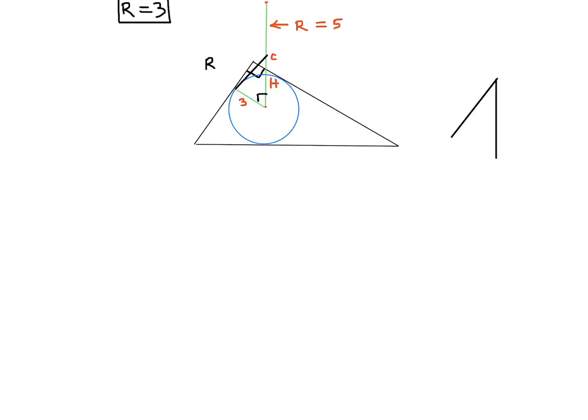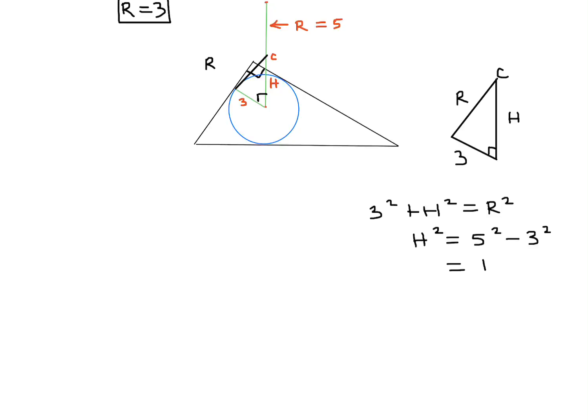Okay? So what do we have here? We've got, this is a right angle. This is 3, this is H, this is the center point, and this is the radius. All right? And we can use Pythagoras. 3 squared plus H squared is equal to R squared. And therefore H squared is equal to, R is 5, so 5 squared minus 3 squared. 25 minus 9 is 16. And therefore H is equal to 4. So H is 4. And we're done.